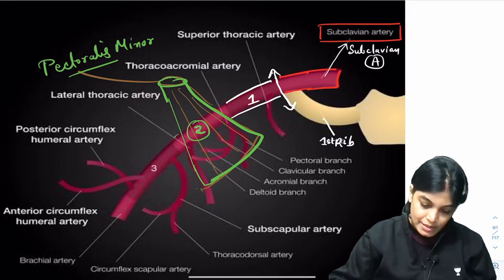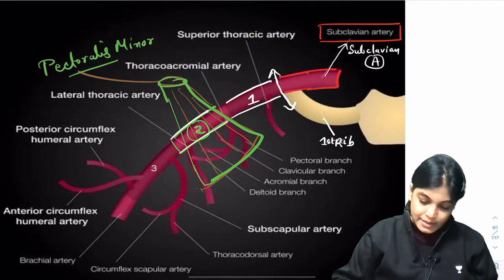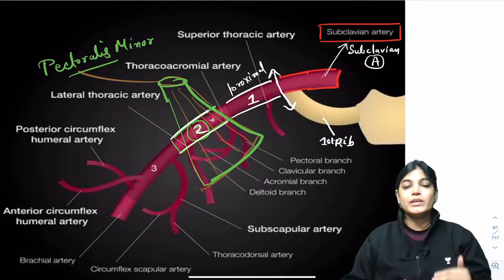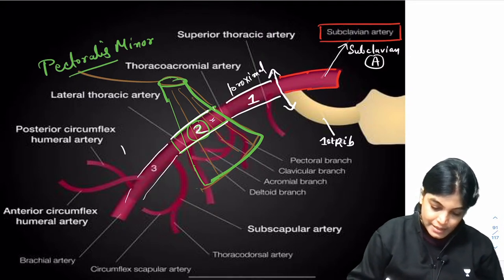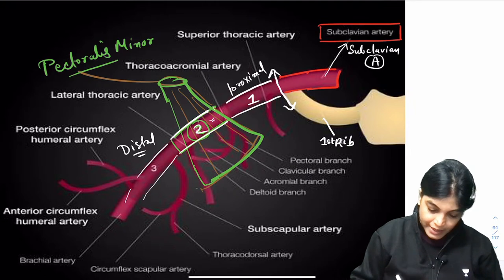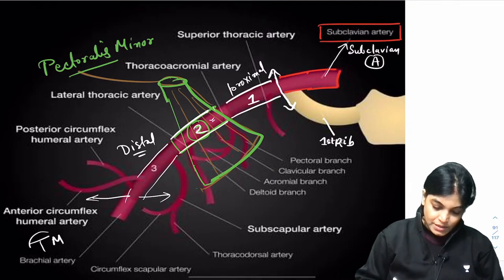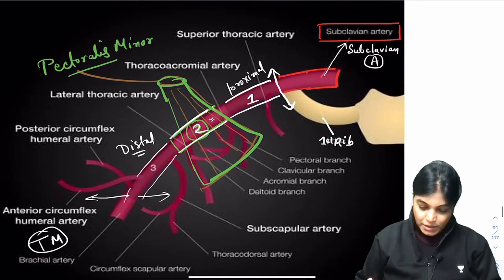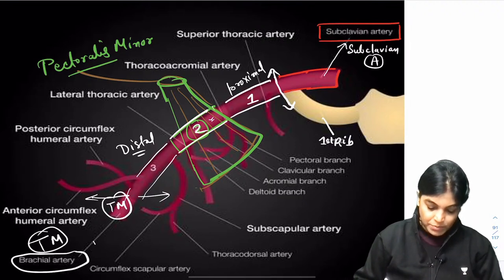This is the second part of axillary artery, lying posterior to pectoralis minor. The first part lies proximal to pectoralis minor muscle. The second part of axillary artery lies deep to pectoralis minor muscle, and the third part lies distal to pectoralis minor muscle and ends at the level of the teres major muscle. TM for teres major muscle. Got it? Here will be TM, teres major muscle, and from this level it will continue becoming BA for brachial artery.